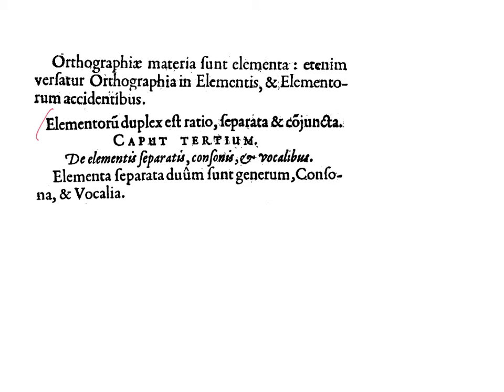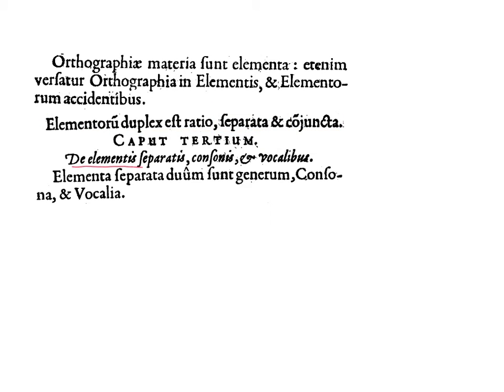Now another definition. Of elements, constituent portions, basic parts, the ratio, the explanation or the division, is twofold, duplex est ratio, separata et conjuncta, things that are separate from one another or not joined together, and things that are conjoined or joined together. And this leads him to caput tertium, to the third chapter. The chapters are really quite short.